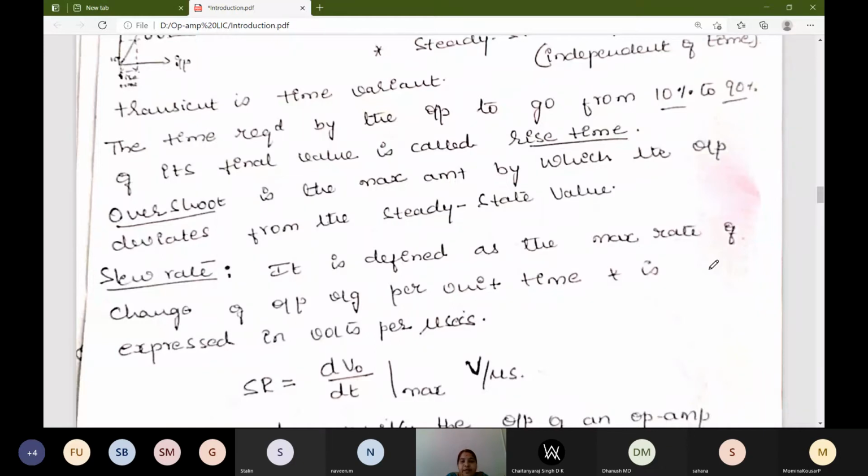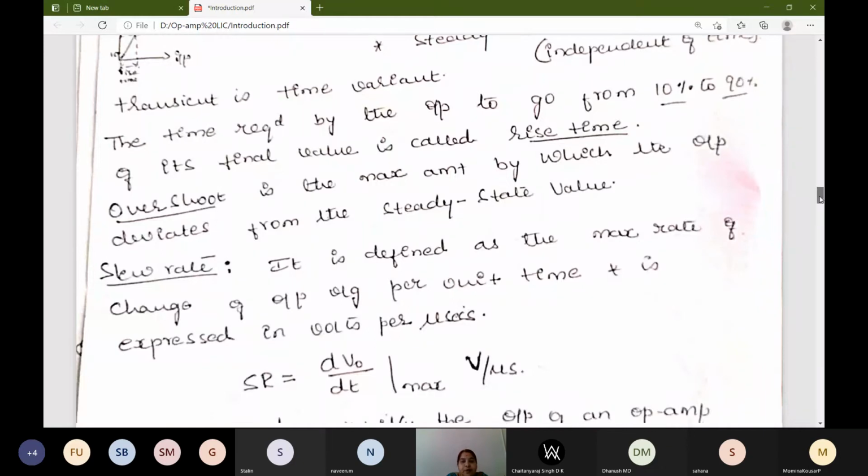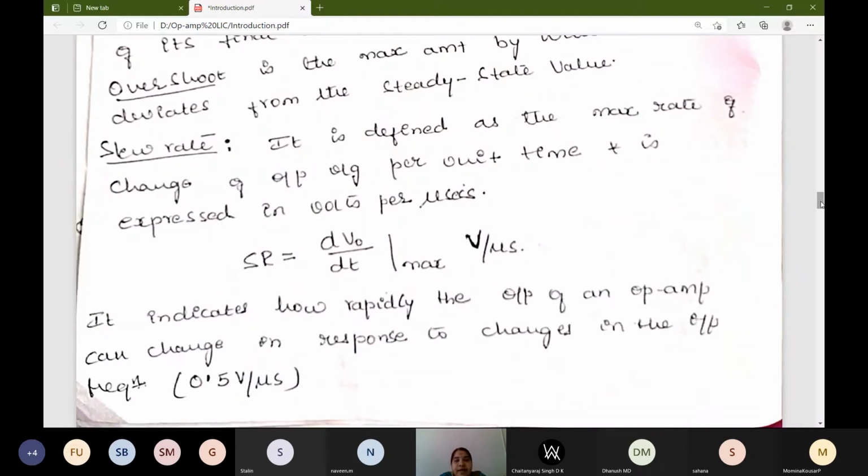And we have slew rate. Here for you the slew rate is very important. Slew rate is defined as the maximum rate of change of output voltage per unit time and is expressed in volts per microsecond. Whenever we give the input, how fast the device can produce the output will tell the slew rate of that op-amp.